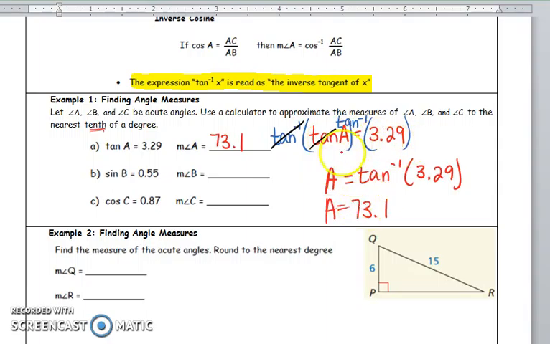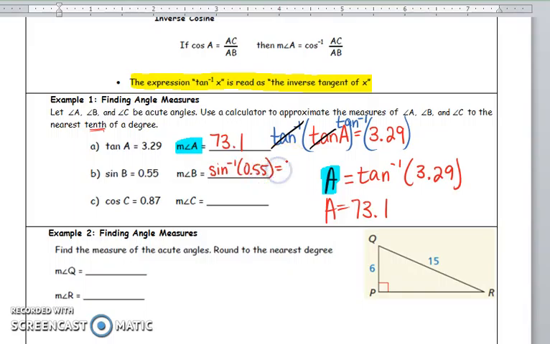So over here to the side, I was showing you really what's going on, why taking the inverse trig function of a trig function cancels the two out, and it leaves you with the angle that you want to solve for. And that's essentially what we'll do down here for B and C. So to find the measure of angle B, if sine of B is 0.55, then that means that the measurement of angle B is going to be the inverse sine of 0.55.